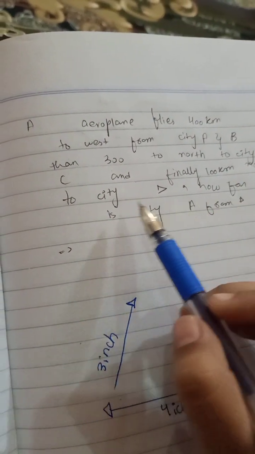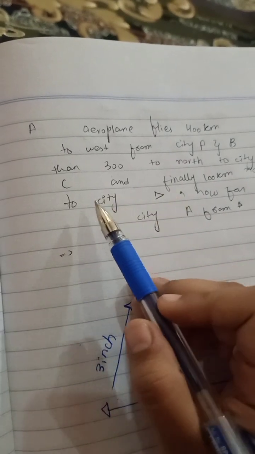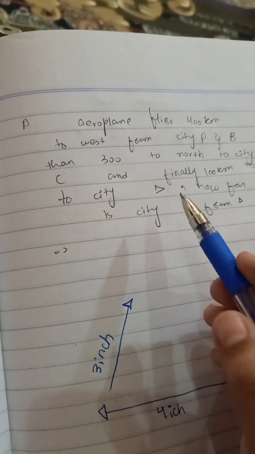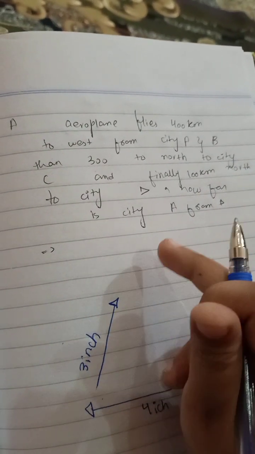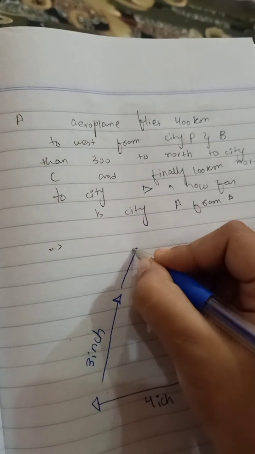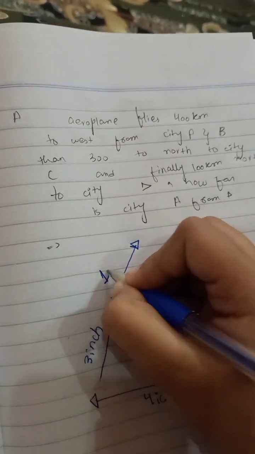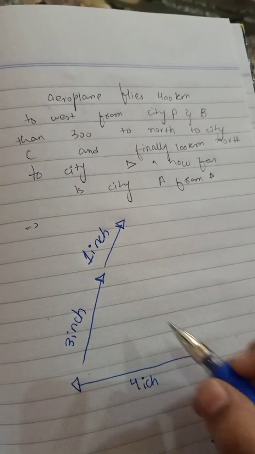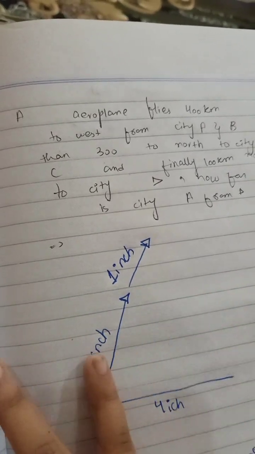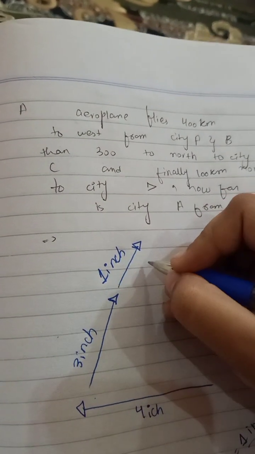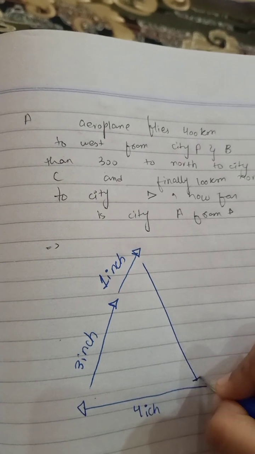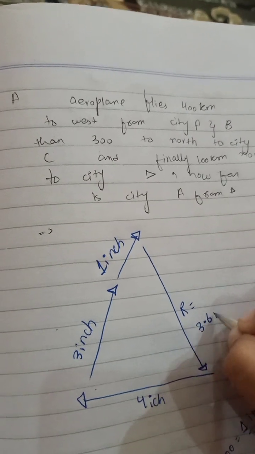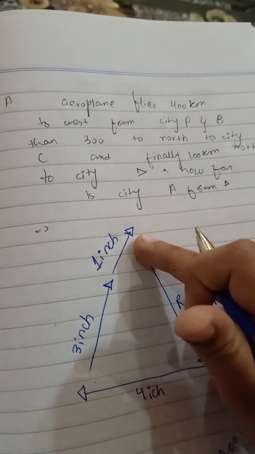And finally, 100 kilometers to the north, to city D. We consider 100 kilometers as 1 inch, so 1 inch. We have to find the resultant. To find the resultant, we have this direction, and the resultant is 3.6 inches with the scale.